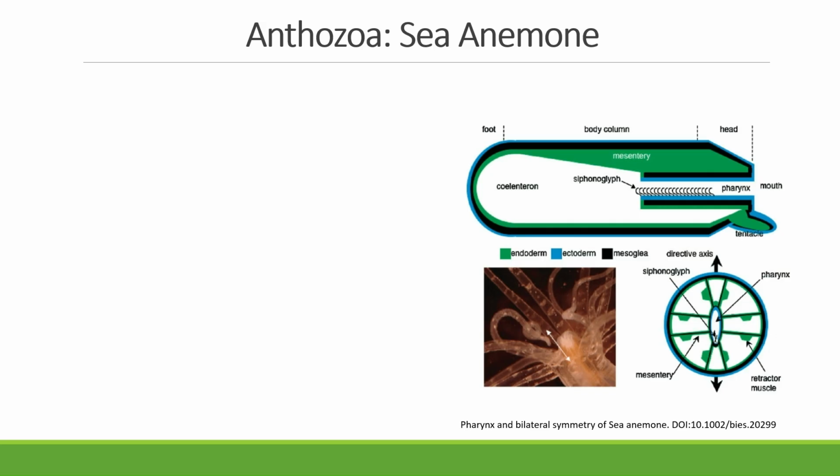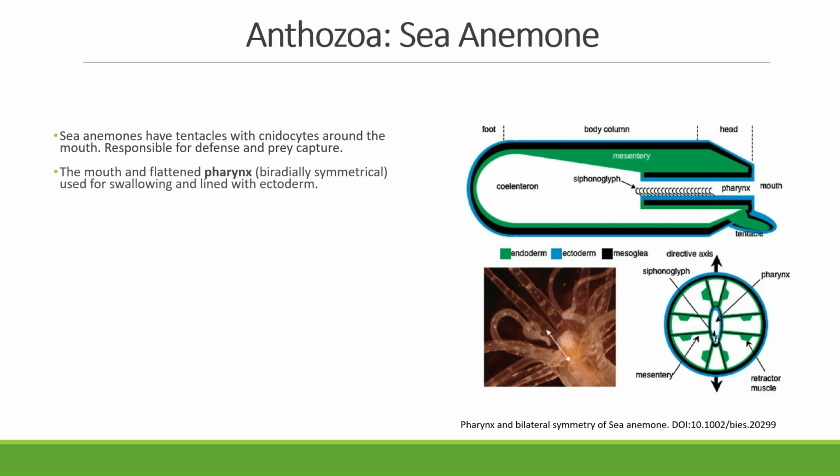Sea anemones have a lot going on underneath the hood. Sea anemones give us the clearest picture of how an anthozoan polyp actually works. Around the central mouth, you see a ring of tentacles loaded with cnidocytes for both defense and prey capture. The mouth leads into a flattened pharynx. So here is the pharynx right here, and this is lined with ectoderm and is actually biradially symmetrical.